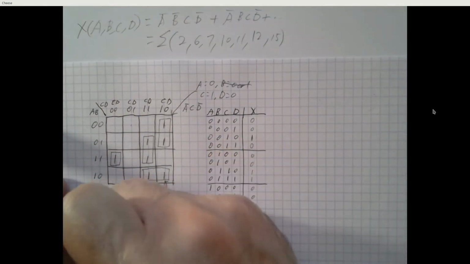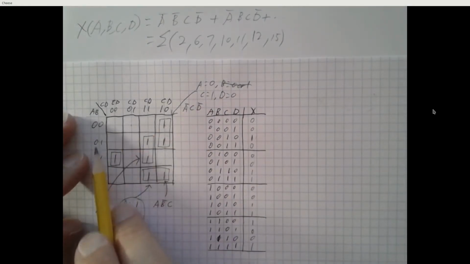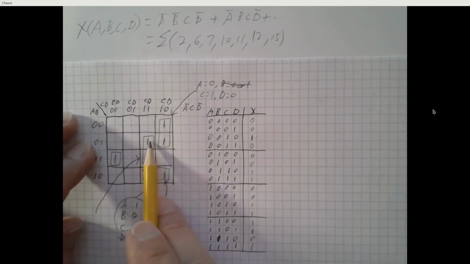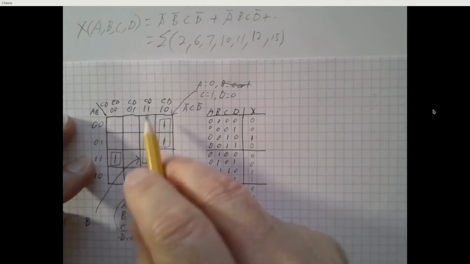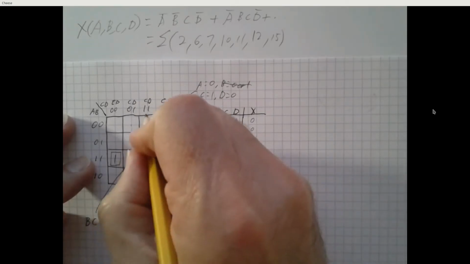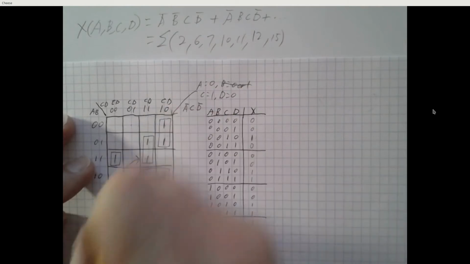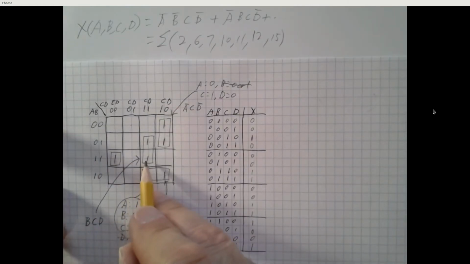So this rectangle over here, and I'll go a little faster here, A could be 0 or 1, so we don't care about A. B is a 1 here and a 1 here, so we're going to have a B. C is a 1 in both places, so we're going to have a C. And D is a 1 in both of these spots, so we're going to have a D. So that's the product term corresponding to this.